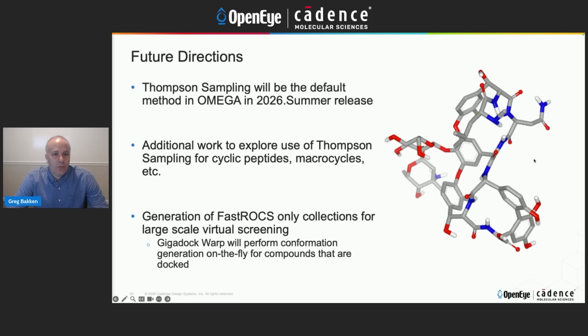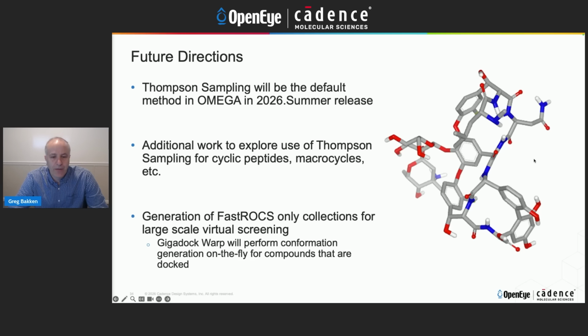Some other things we're thinking about and want to let you know about. The first is in our summer toolkit release, Thompson sampling with OMEGA will become the default in our toolkit and application release. So starting in the summer, this will become the default mode for which we do conformer generation with OMEGA.